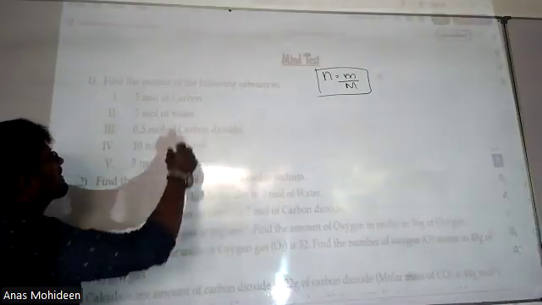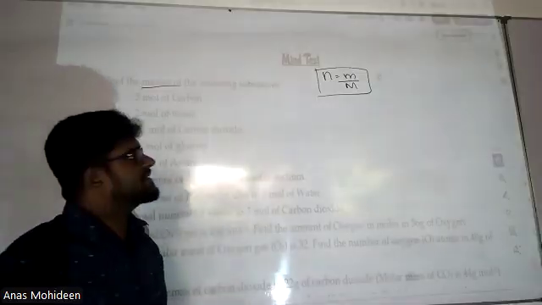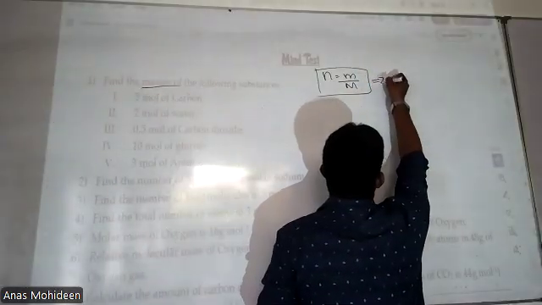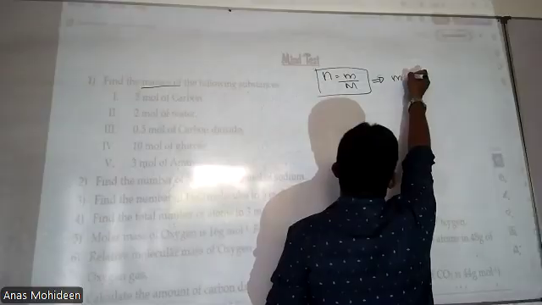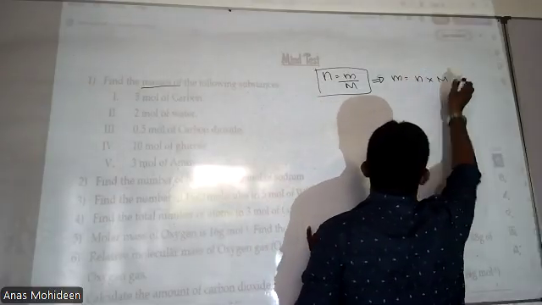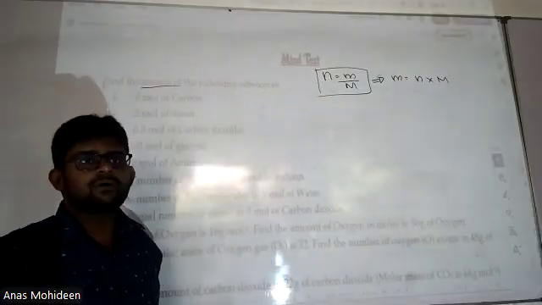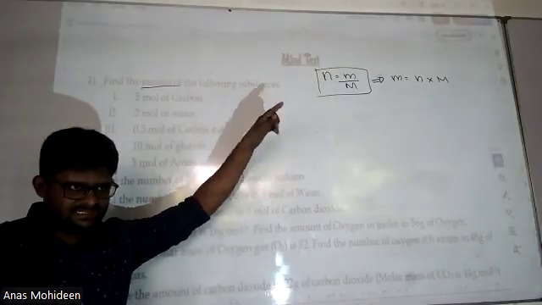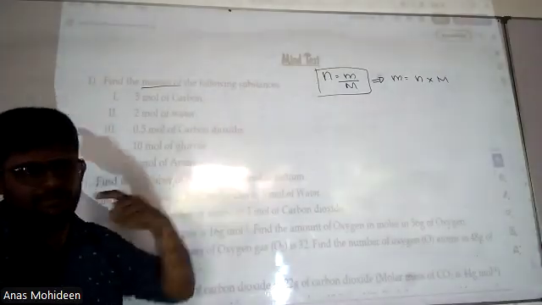Now, what do I want to find? I want to find the mass, so I have to make it the subject. How do I do that? I have to rearrange this first. Simply, m equals moles into molar mass. Am I correct? That is how I have to do it. Simply, m is equal to n into capital M.